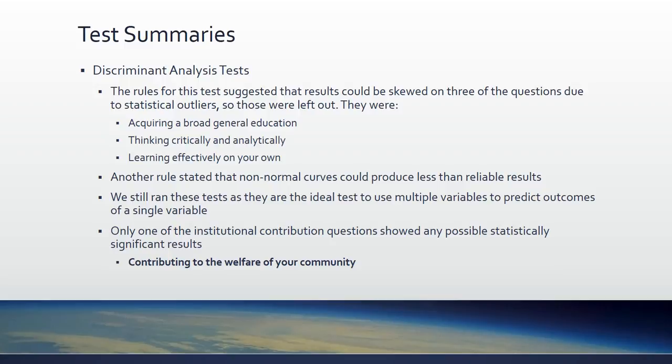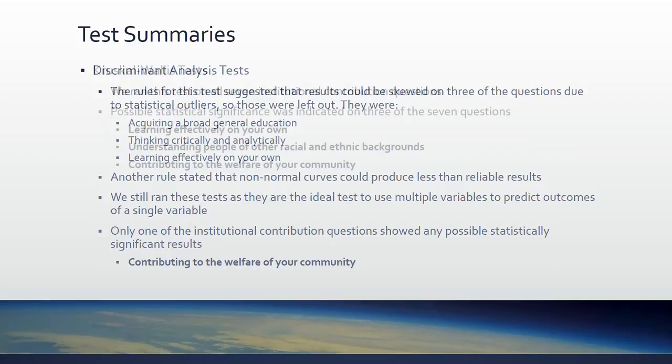As a result, of the remaining four questions we could look at, only one of the institutional contribution questions showed any possible statistically significant results, and that was contributing to the welfare of your community. Everything else showed there wasn't any real correlation between positive responses on the institutional contribution questions and the desired result of finding students who are deciding to study abroad. So that was the discriminant analysis.